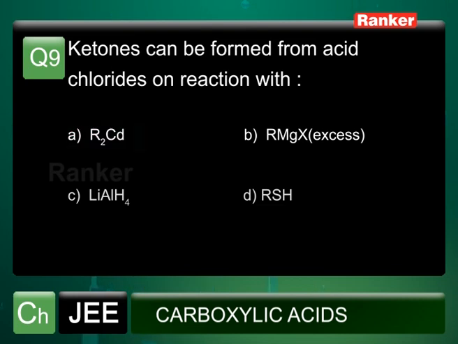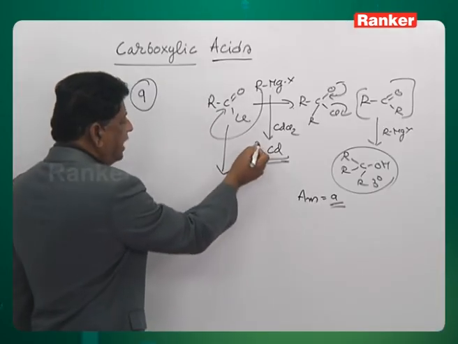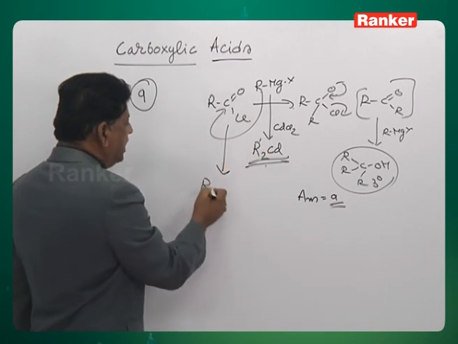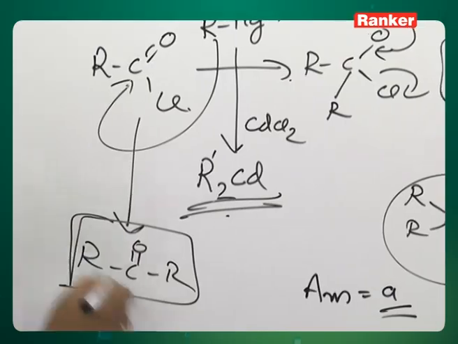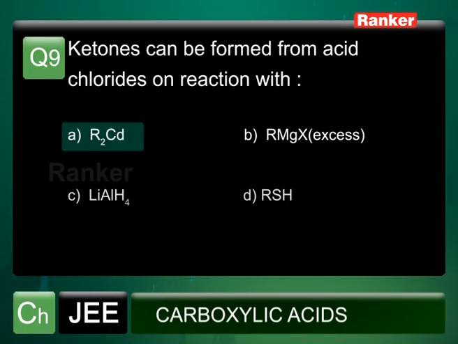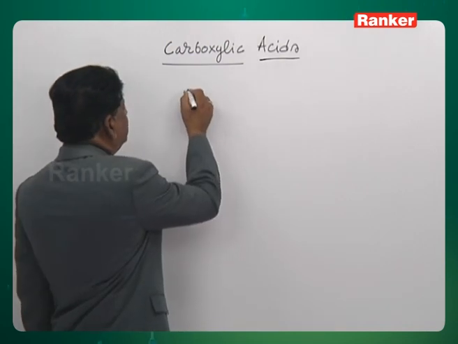Answer A will give ketones. When R2Cd is added, this R dash will enter and you will get RCOR'. The reaction stops at the level of the ketones, further reaction will not take place. That is the concept here. So let's go to question number 10.